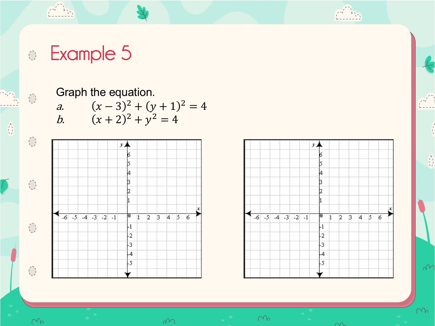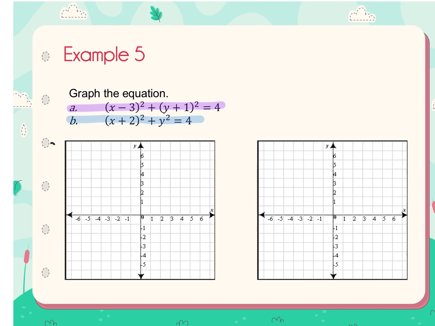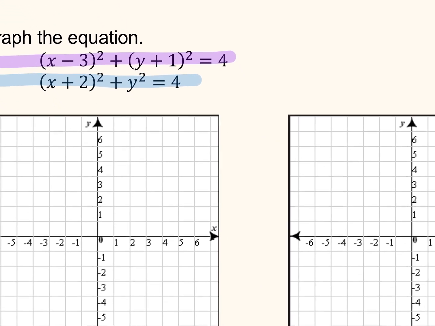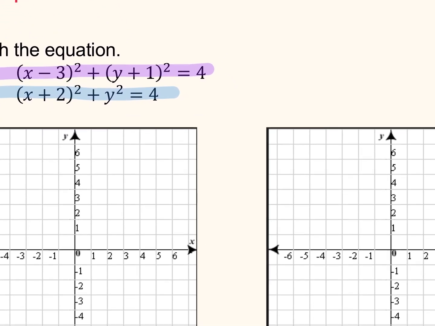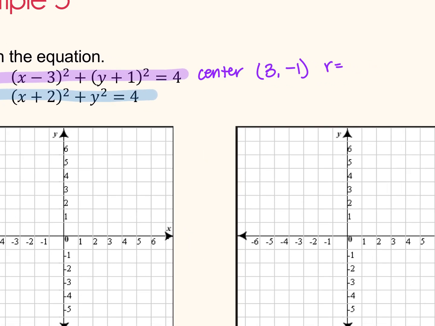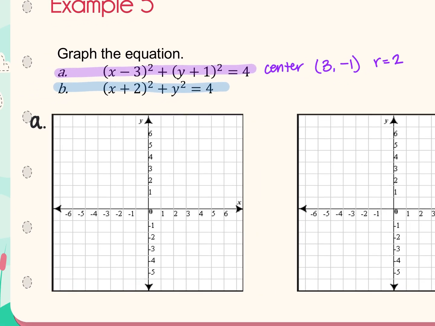All right, looking at this, they want me to graph the equation. So I'm going to have A, and I'm going to have B. Looking at my first one, this one's going to be for A. Who could tell me what is the center of my circle? Pay attention to the signs. What is it? Good. 3, -1. And what's my radius? 2. So graphing it, this is going by ones.